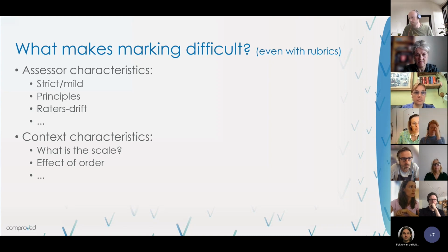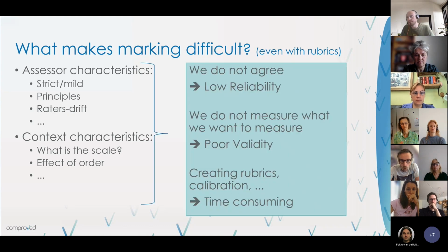If you start rating 20 or 30 papers, then you're a different person at the end of the session, so you will rate differently than at the start. There is also evidence that if we change the order of the papers, then the grades will change. So there is a lot of evidence to state that marking is difficult, that it leads to poor inter-rater reliability, that you can ask questions about the validity, and that it is time consuming.